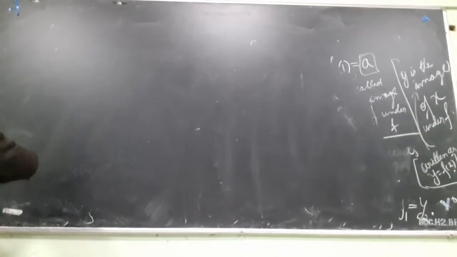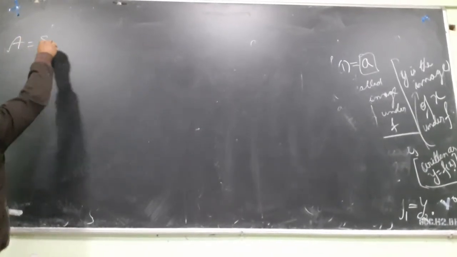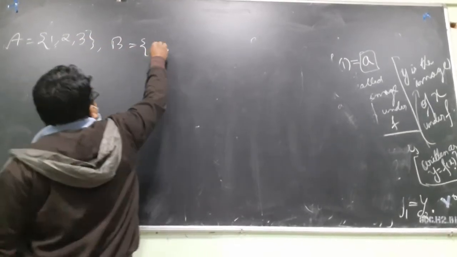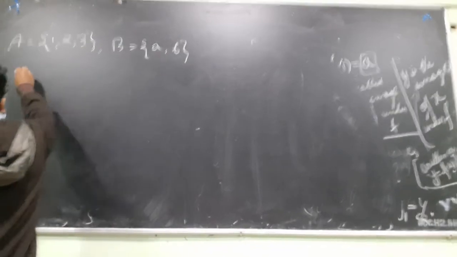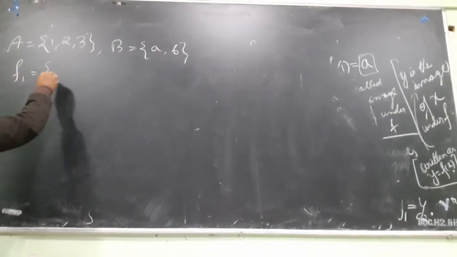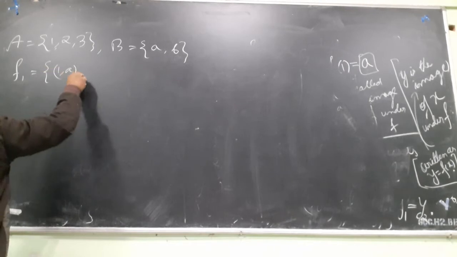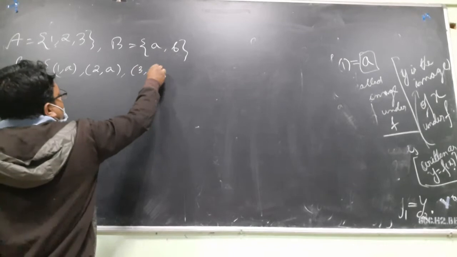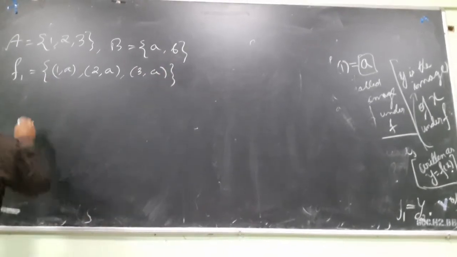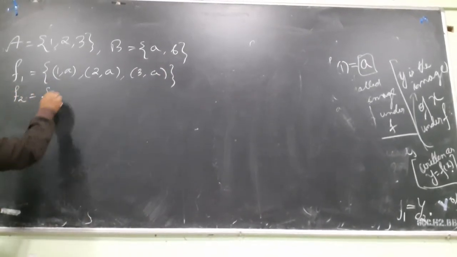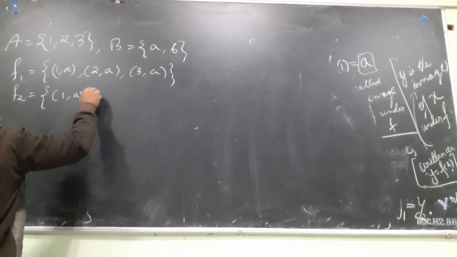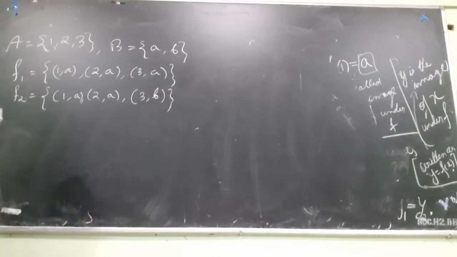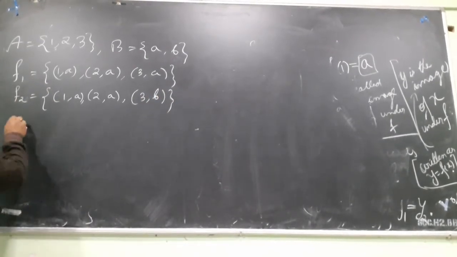So what are the values here? A was the set 1, 2, 3, and B is the set A, comma B. And you have to list all possible functions. So 1 I had already listed. 1 is related to A, 2 is related to A, 3 is related to A. Okay, so this is 1. Right? F2 is, you keep the first 2 elements fixed and change the third image. Okay, 1A, 2A, 3B.